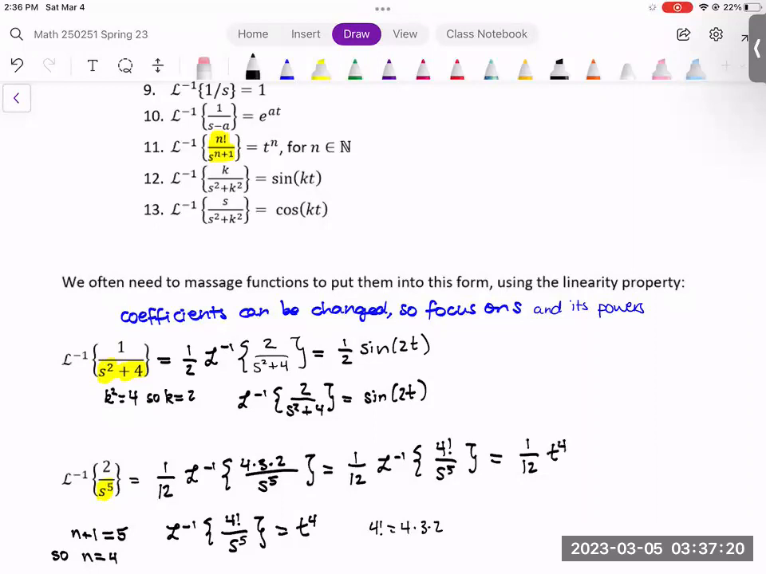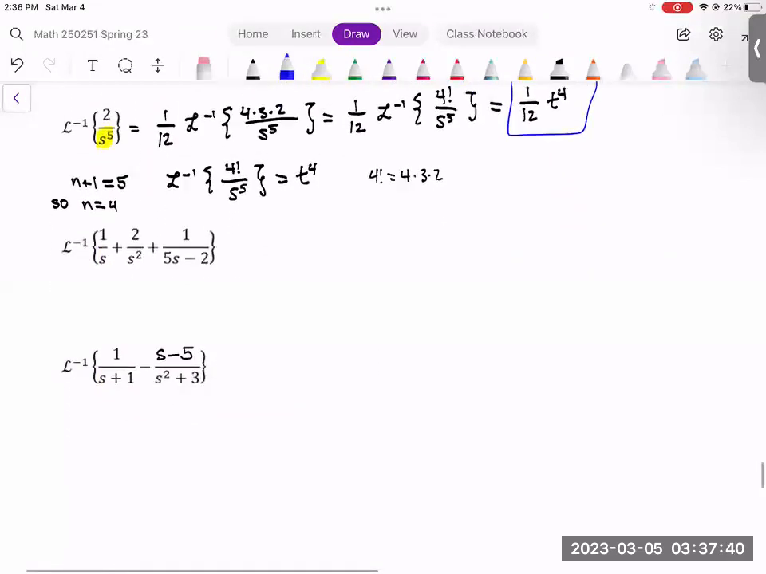Okay. Oops. Just realized we hadn't circled our answers. Here we go. All right. So match the powers first, find out what any constants are equal to, and then adjust the coefficients as needed. Okay. We're going to do just a couple more examples.